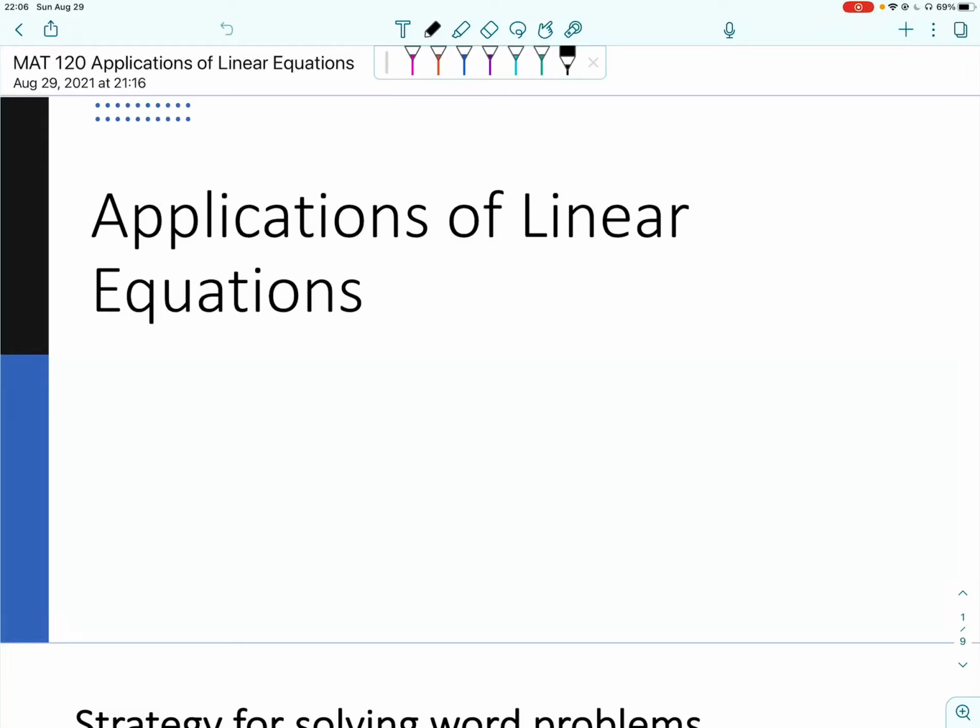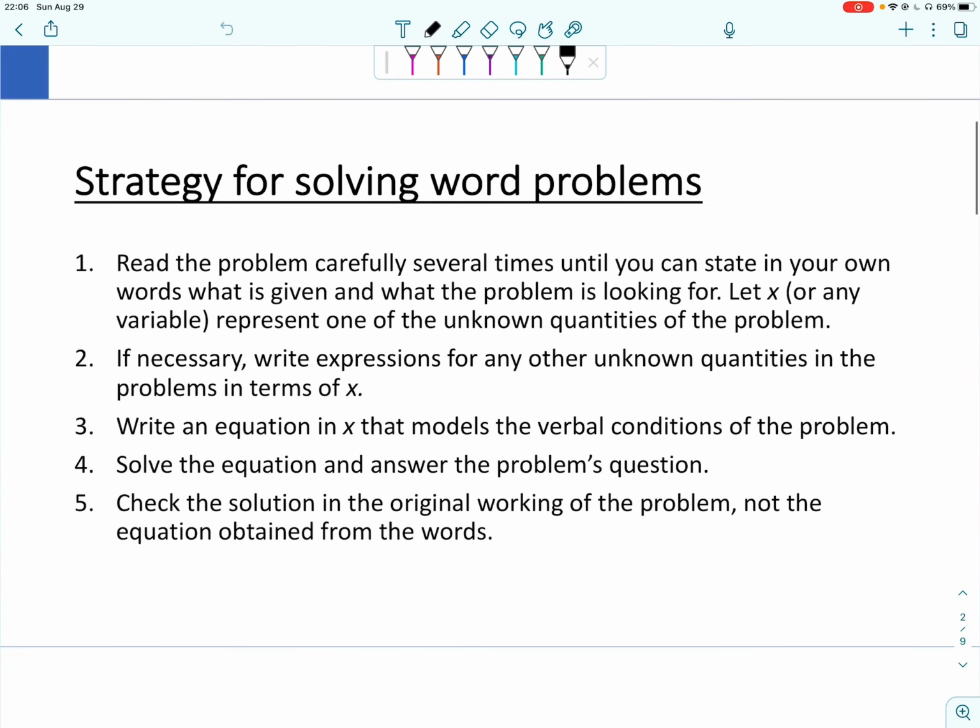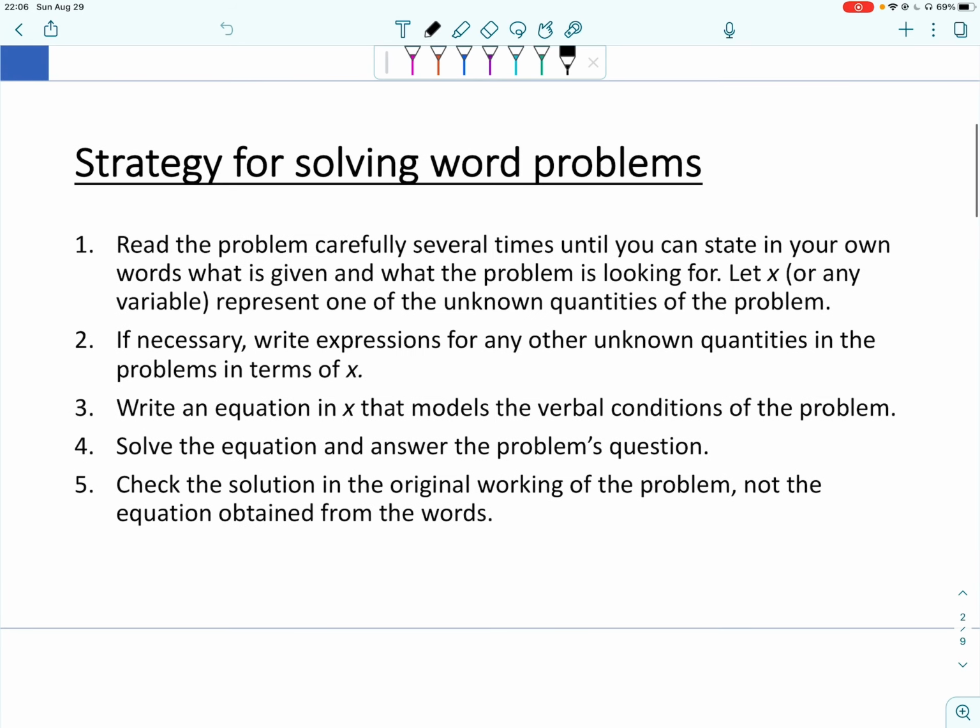We are moving on now with applications of linear equations. This whole section is just going to be taking word problems, trying to come up with a linear equation or an equation to model that word problem, and then solving for the missing values. So, some strategies for solving word problems.